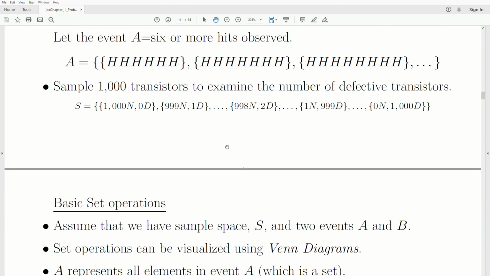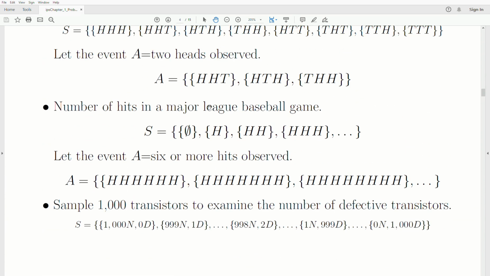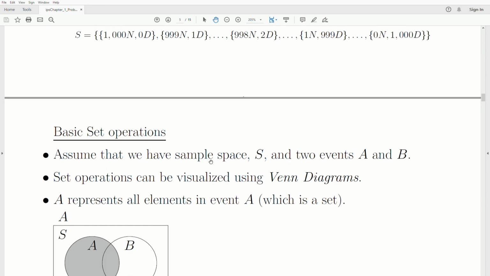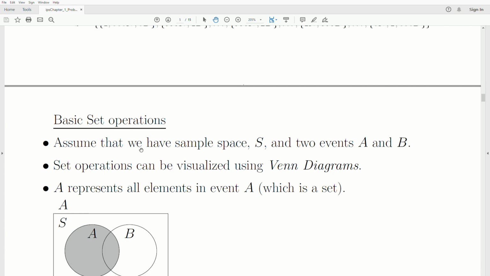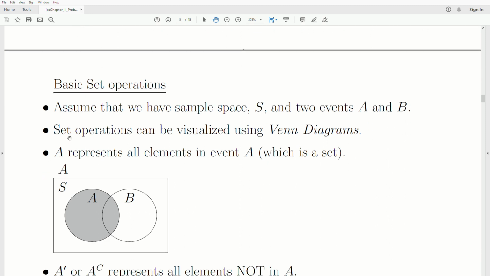Now, since sample spaces and events are sets, we need to understand some basic set operations. Okay, so let's assume we have a sample space S, and we have 2 events A and B, and set operations can be visualized with what's called a Venn diagram. Okay, so if the event A represents all elements in event A, which is itself a set, then using a Venn diagram, this is the way we would see it.